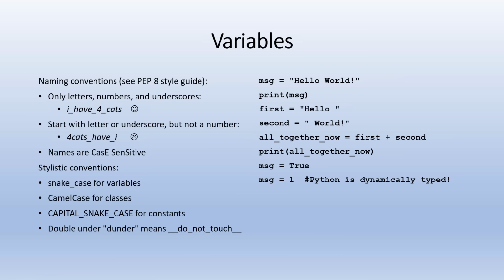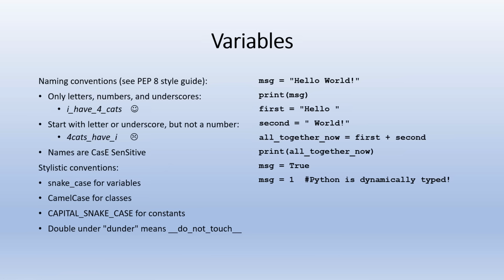Python is a dynamically typed language. There's two different types of languages: statically typed languages and dynamically typed languages. In a statically typed language, you specify what the variable type is going to be. So if you want your variable message to be a string, in your code you say this variable is going to be a string, and then this is the body of the string.